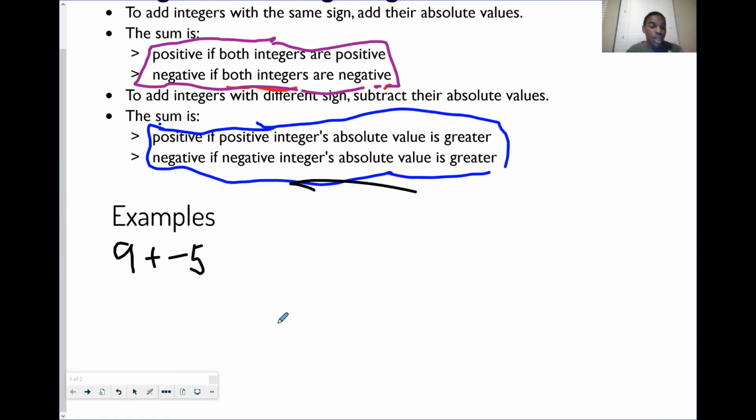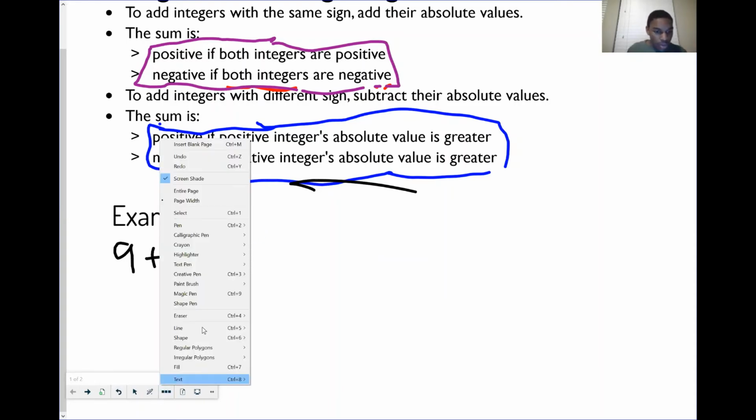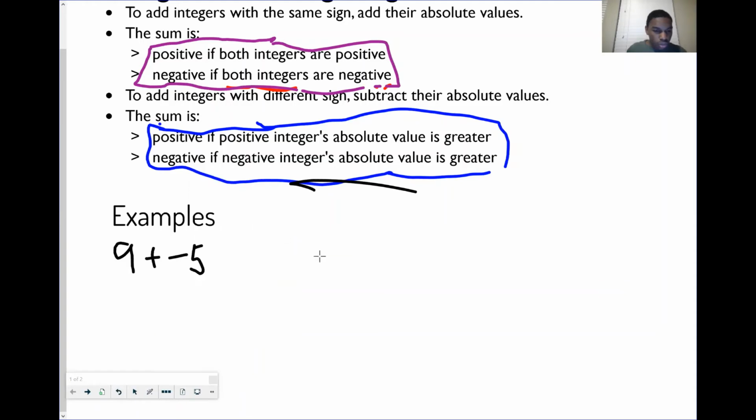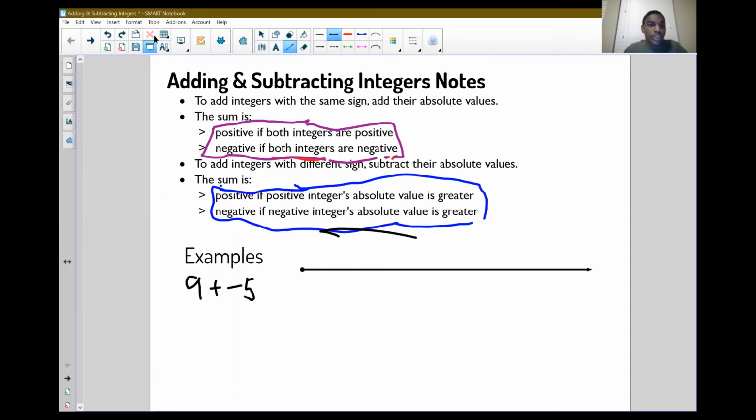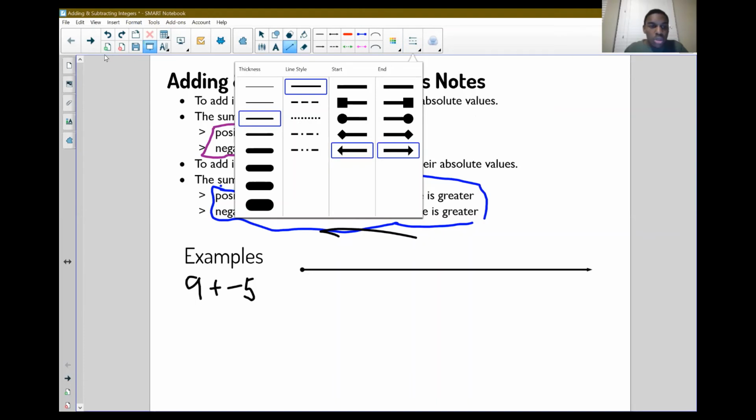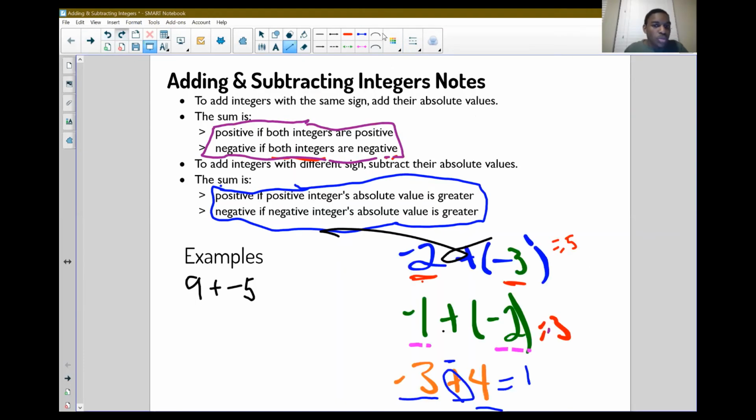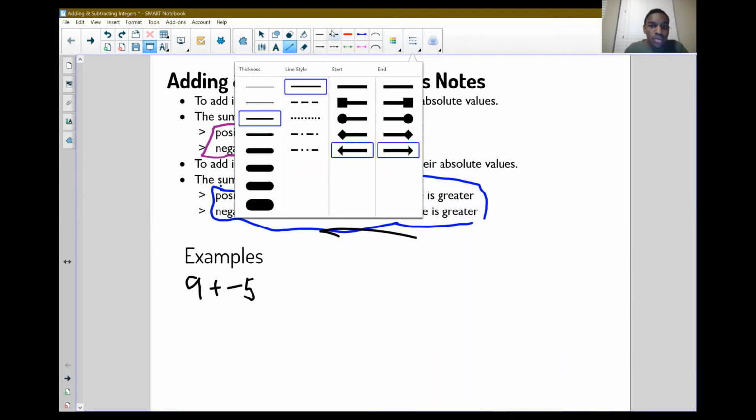All right. So we'll actually draw a number line here. Wait, I have to, wait. Let me. Oh, I did that wrong. Give me 1 second. All right.